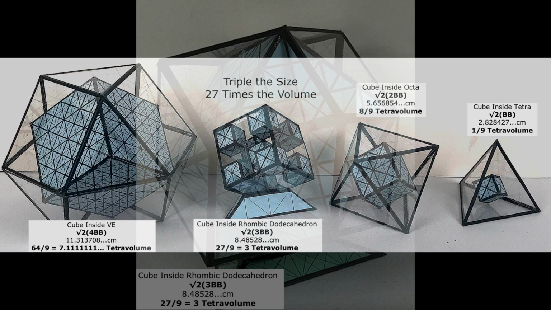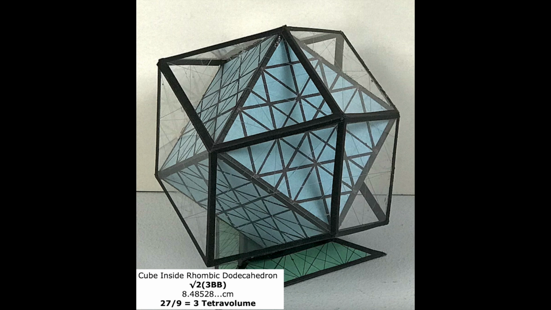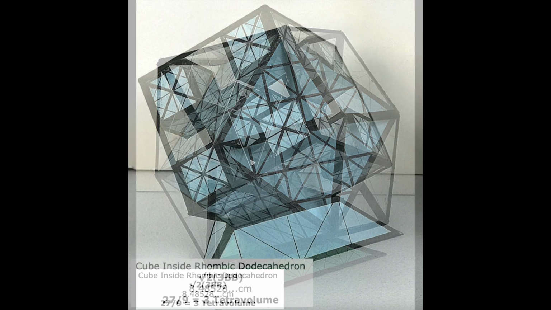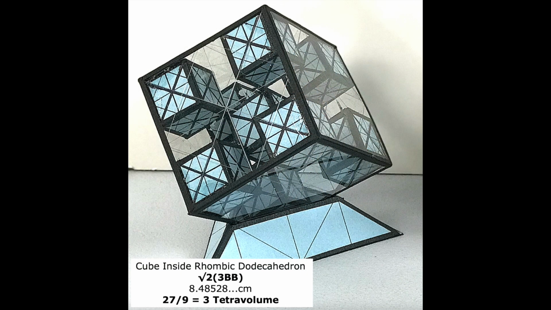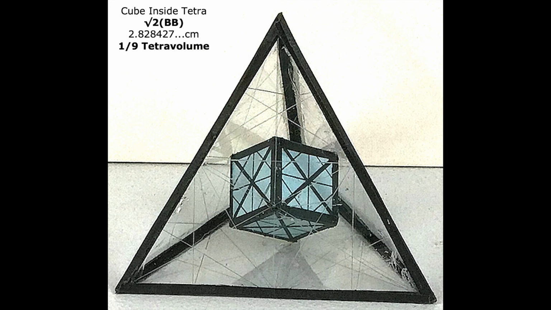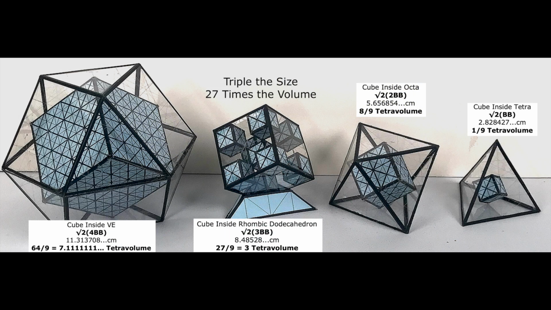Look at the square root of 2 3BB cube that fits inside the R dodeca. With the A and B modules, we know its volume is 3 TV. Divide that volume by 27 and you get the 1/9 TV, which is the volume of the cube inside the 6BB tetra with the edge of square root of 2BB. All of the other cubes in the sphere family are multiples of this volume and edge length.